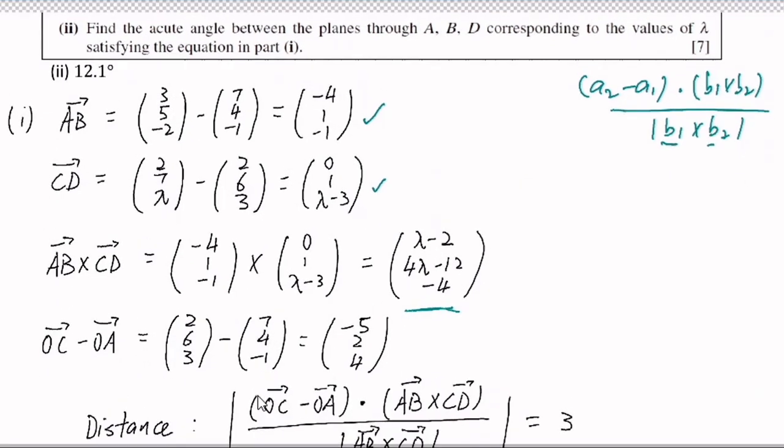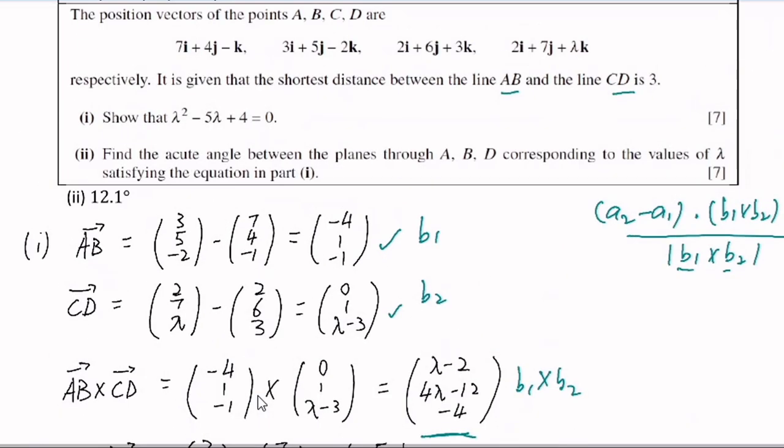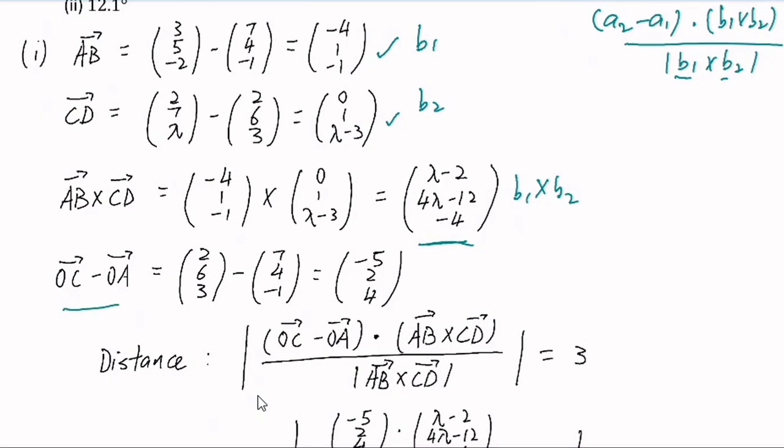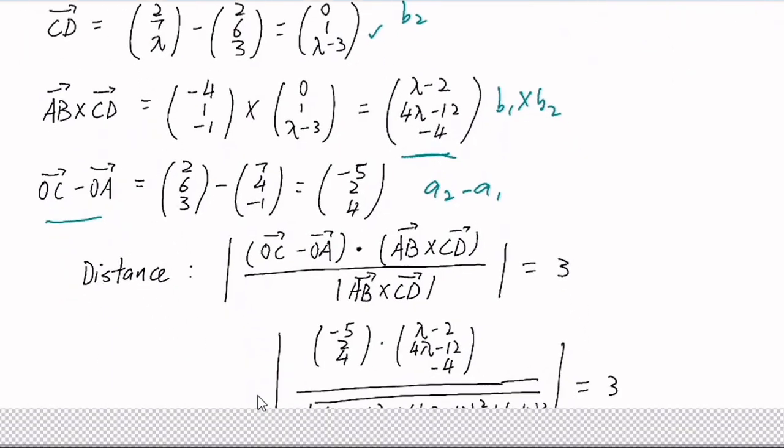So let's say this is our B1, this is our B2. So this is our B1 cross B2. Okay, so you just look at the directions of the line AB and the line CD. So for this, OC minus OA is actually the A2 minus the A1 from there. Okay, so after that is to look at the distance now.